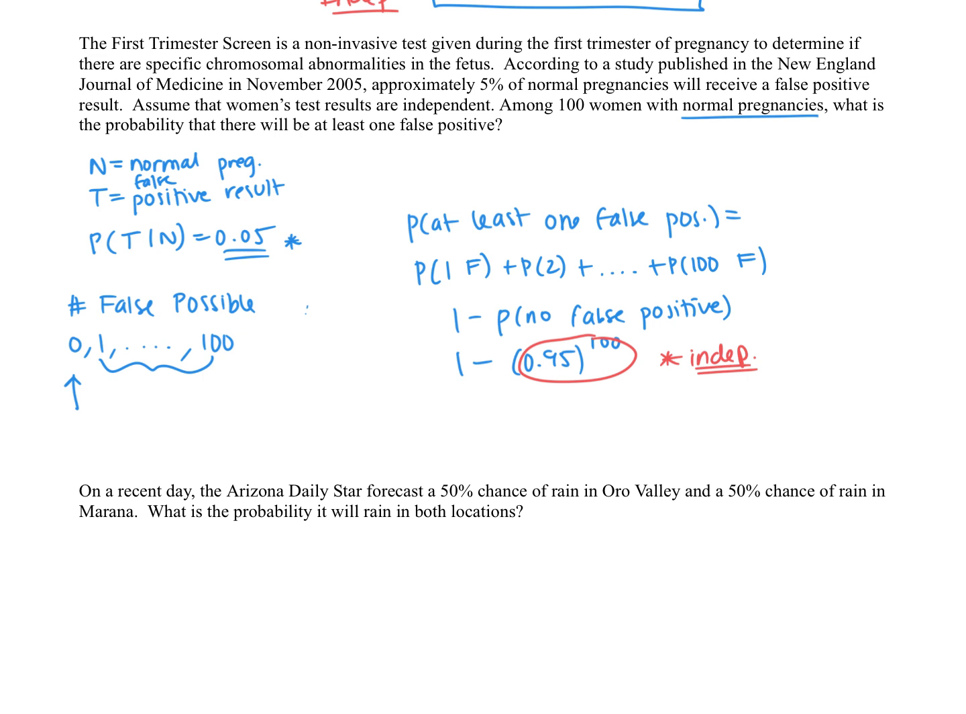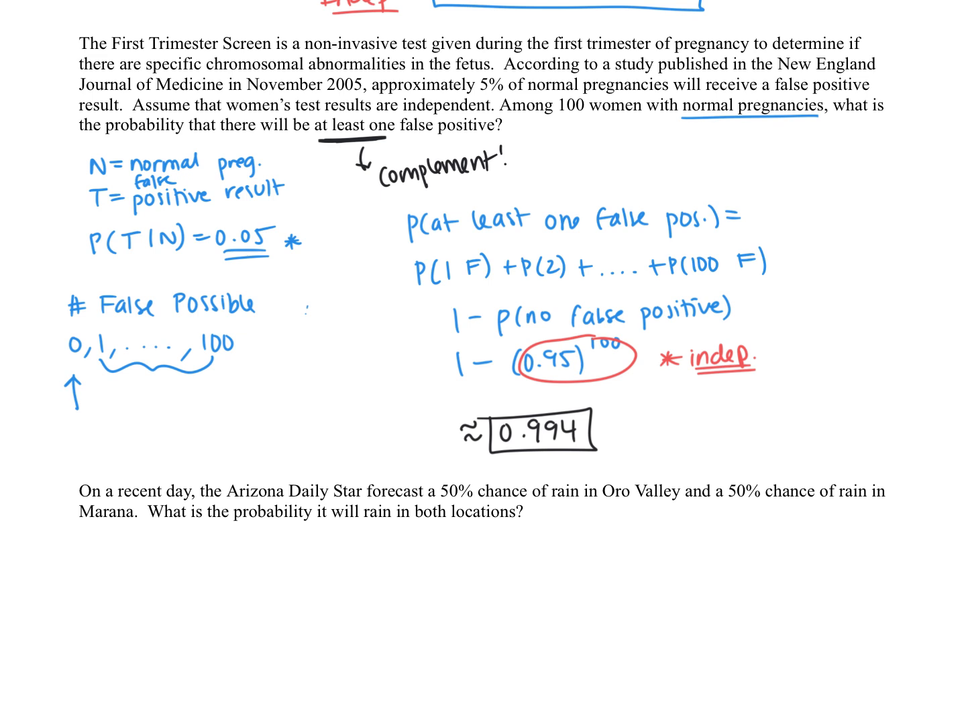So then this answer is about 0.994. So if we took 100 women with normal pregnancies, about 99% of the time, at least one of them is going to have a false positive. Okay, so what I'm trying to tell you is anytime that you see "at least," what should go off in your head is calculate the complement. That'll be a lot easier.